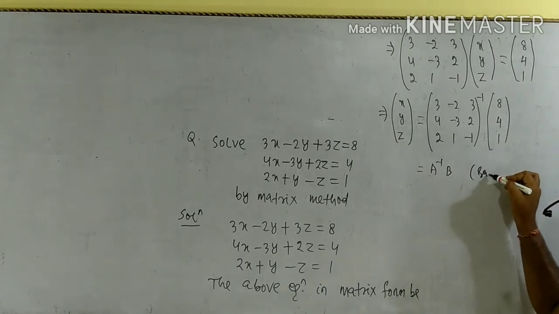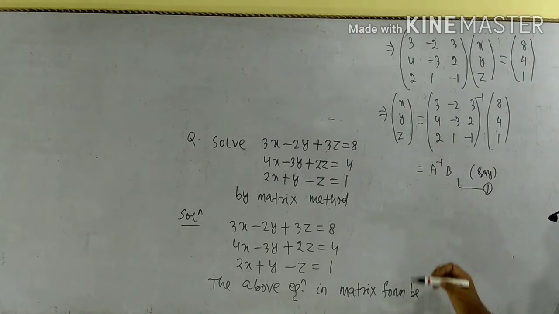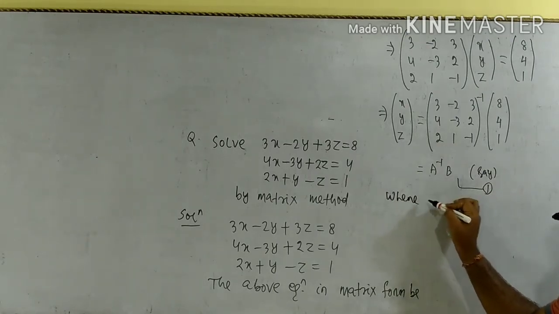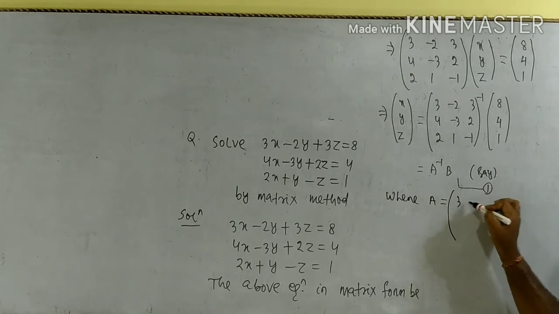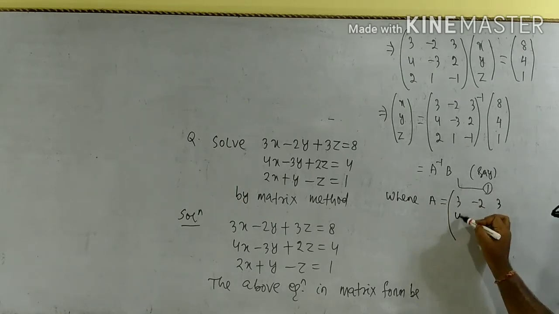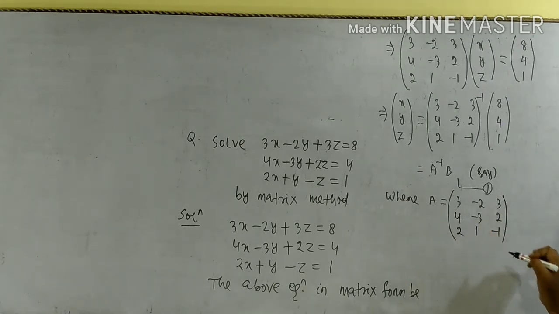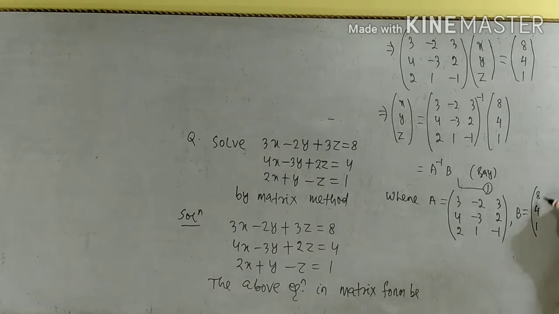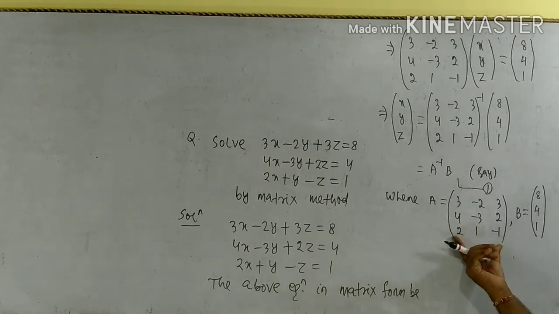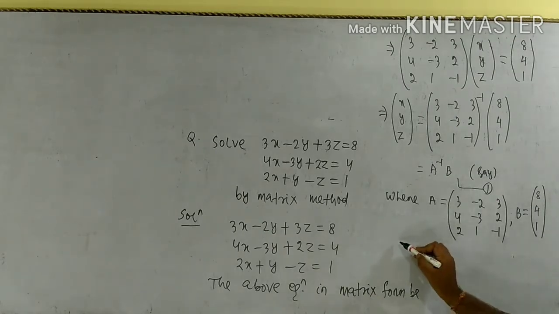Same. Take it as equation 1. Where A is the matrix 3, minus 2, 3, 4, minus 3, 2, 2, 1, minus 1, and B is the matrix 8, 4, 1. Okay. Now, from this matrix A, find A inverse. For A inverse, first find the determinant of A.